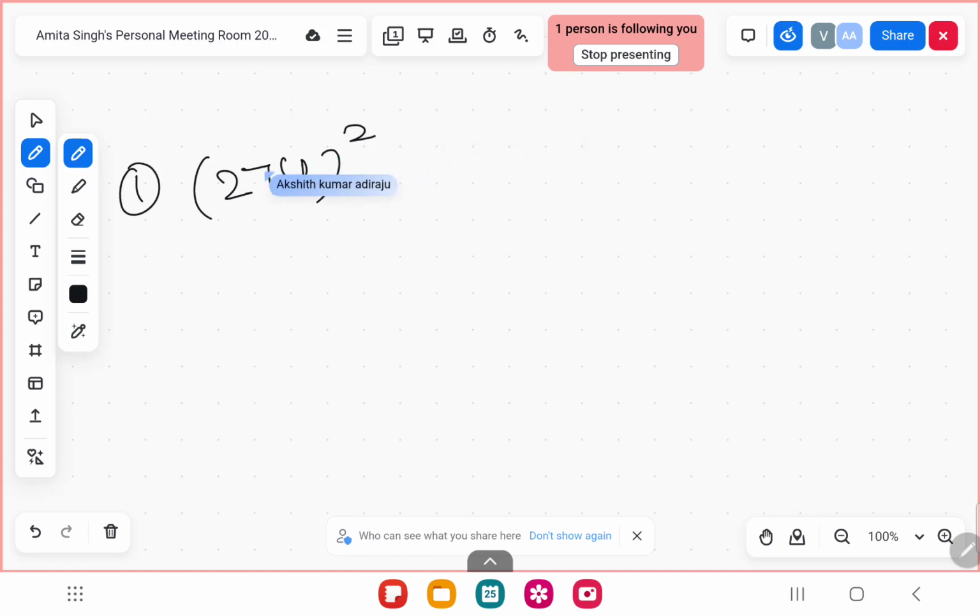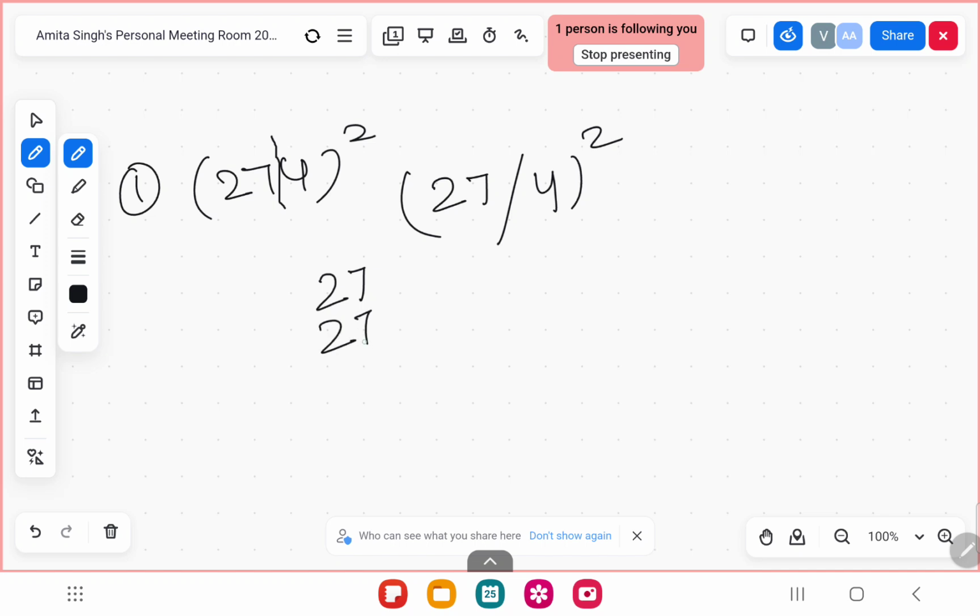So we have to split between 27 and 4, and find the square of these two, like the square of 27 and the square of 4. First for 27, we have to find the square by multiplying 27 into 27.